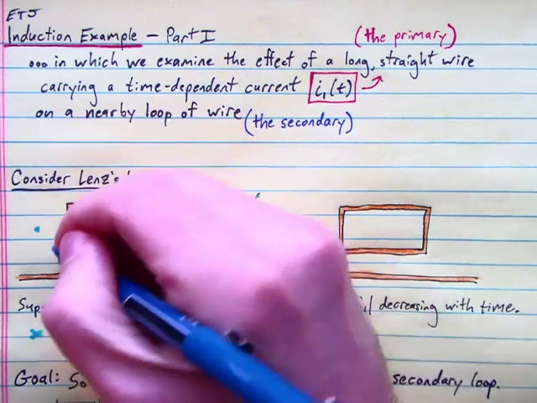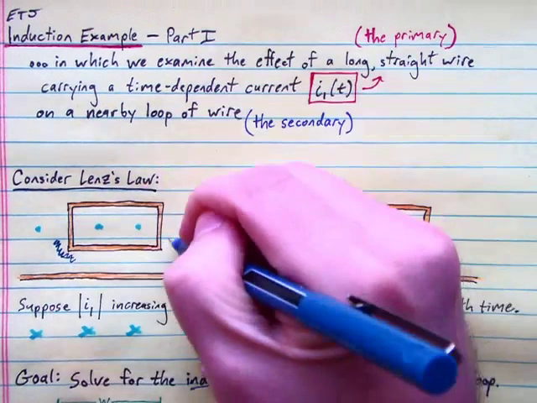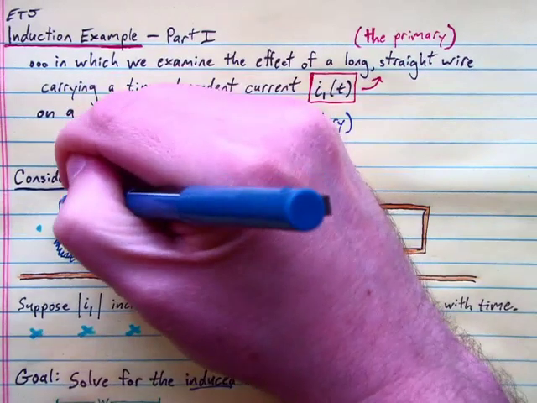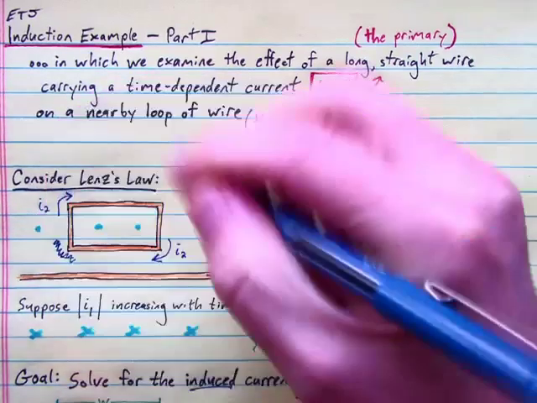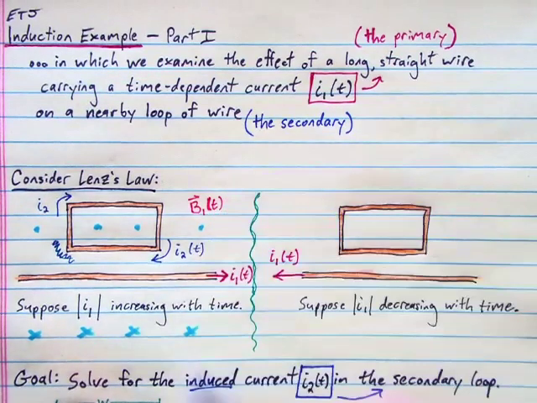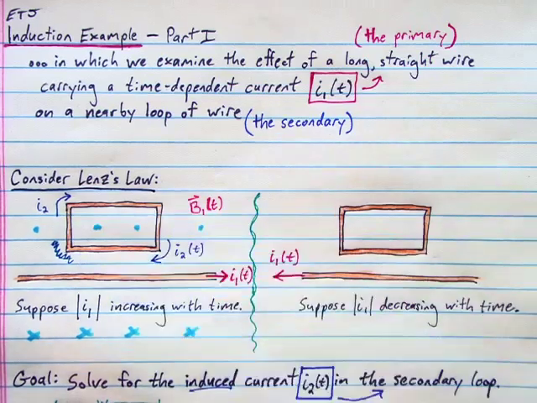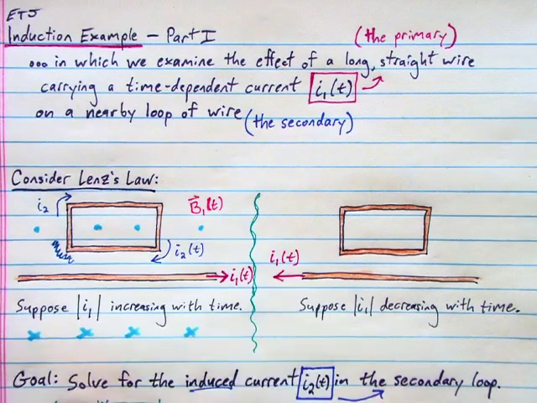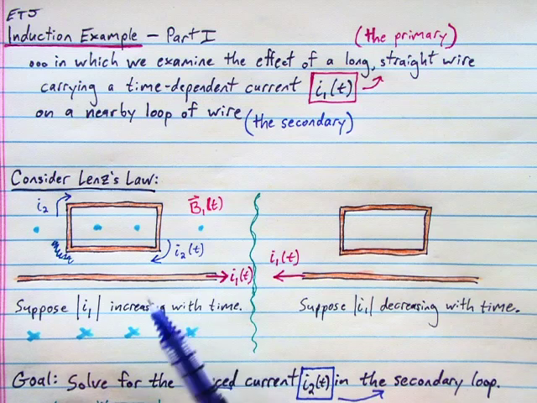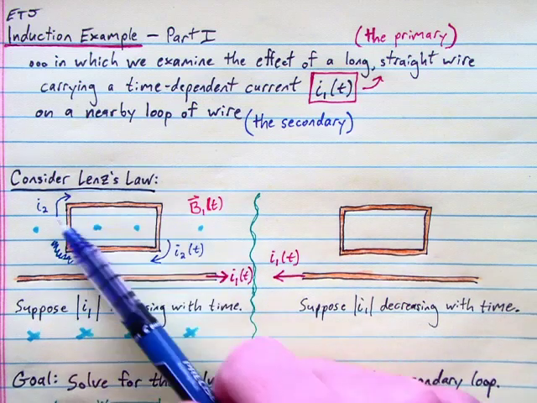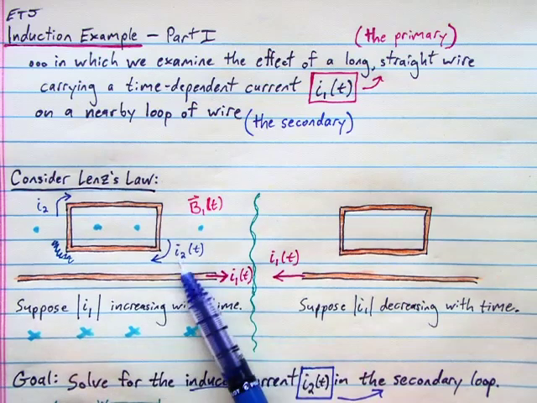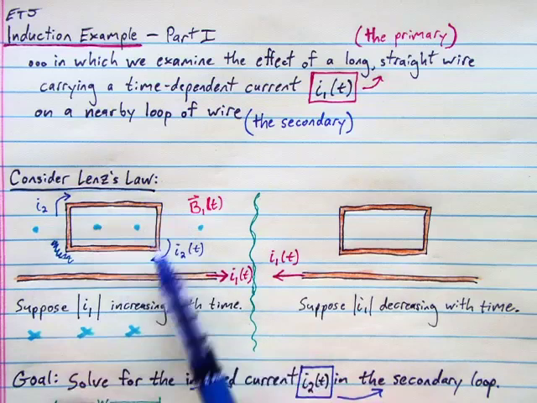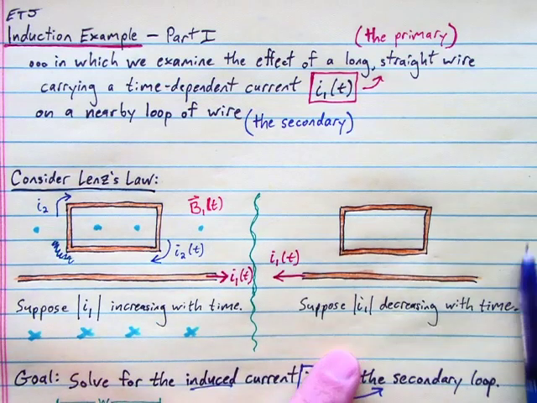Use blue for that. I2, which could potentially be a function of time as well, running clockwise in the secondary loop, will be putting its own magnetic field into that loop to oppose the changing flux. Okay, so there's Lenz's law predicting that we would get a clockwise induced current. That's I2. Our secondary current is the induced current in the secondary loop. Okay, now you predict what's going to happen in this case.